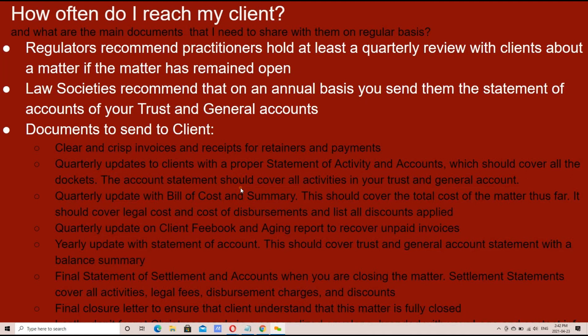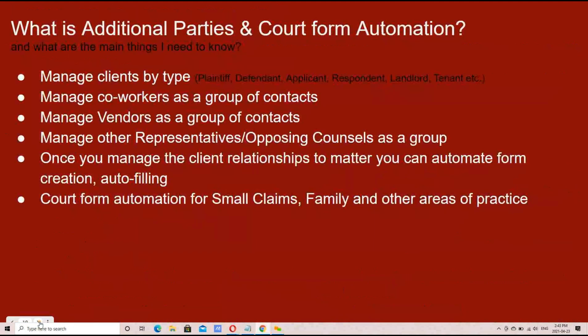And of course, closure statements are that final document to bring a closure to that matter. You may have multiple matters where one matter is closed with that client. You may have multiple other matters that are still open, but you bring a closure to the context of that file or matter. Okay?